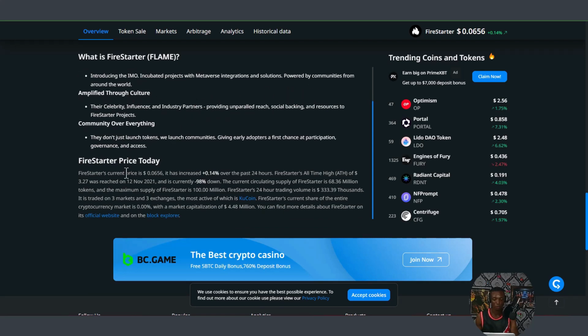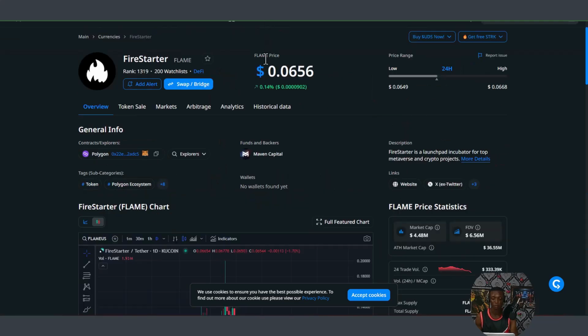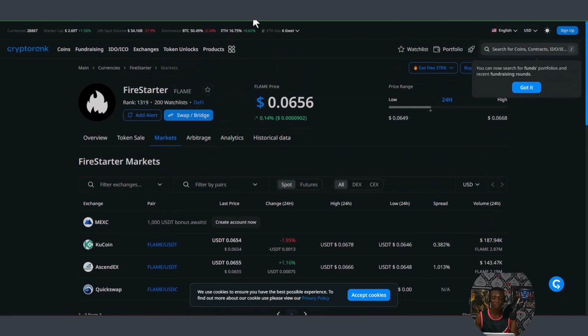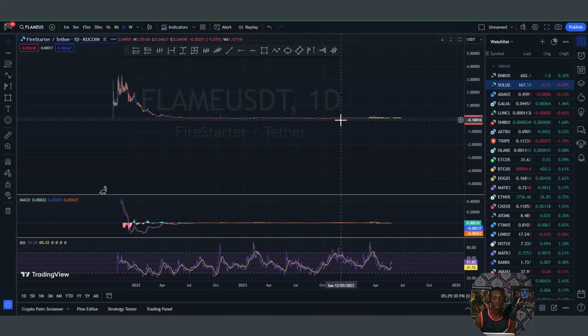Okay, so Firestarter price today, Firestarter is currently 0.05656. It has increased plus 0.14% over the past 24 hours. Okay, and Firestarter is launched on the Polygon network. Okay, and let's see the markets where this token has been listed. Okay, this token has been listed on MEXC, KuCoin, AscendEX, and QuickSwap. Okay, so let's dive into the chart analysis of this particular token.